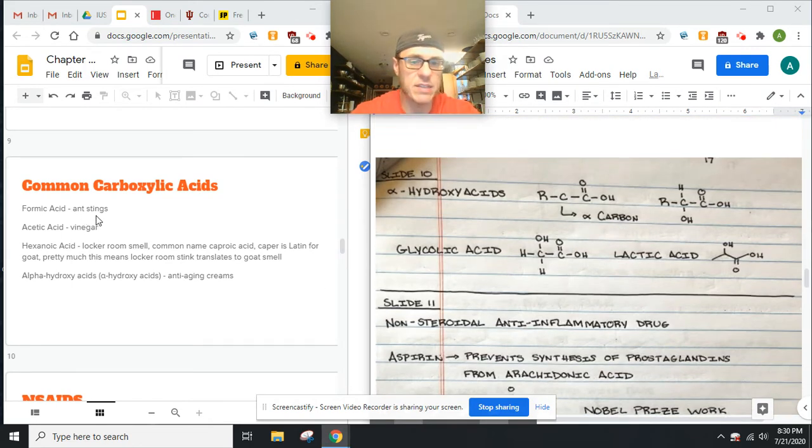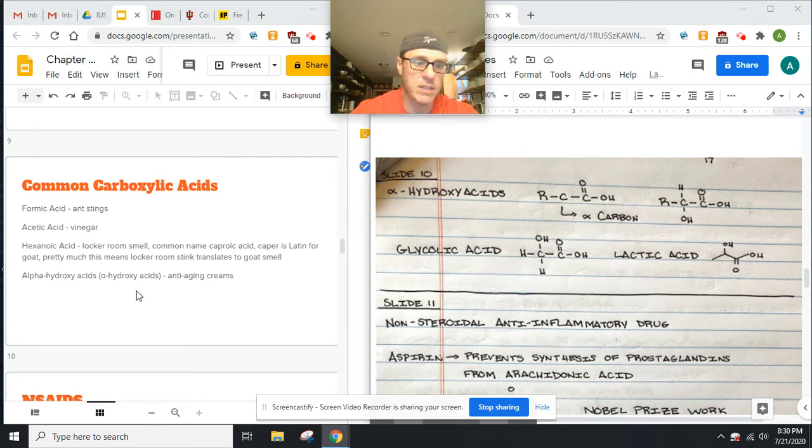All right, formic acid, that's in ant stings. Acetic acid, that's in vinegar. Hexanoic acid, it's also called caproic acid, and capr is Latin for goat. So when you have that locker room smell, it pretty much translates to goat smell because goats don't smell great.